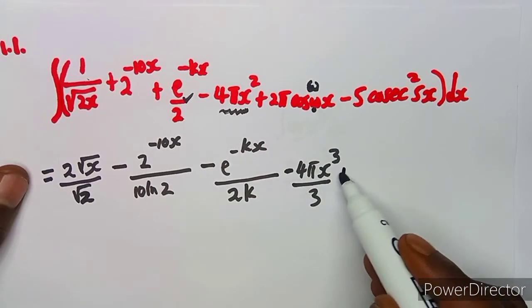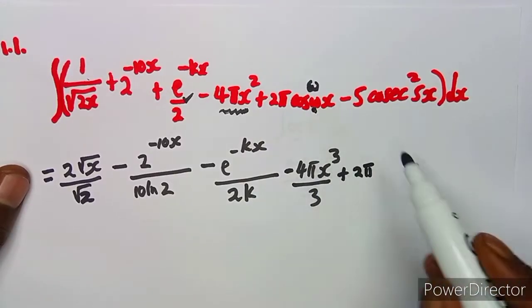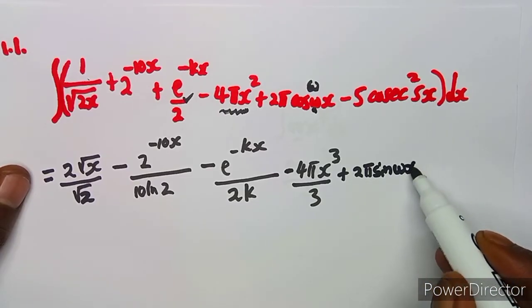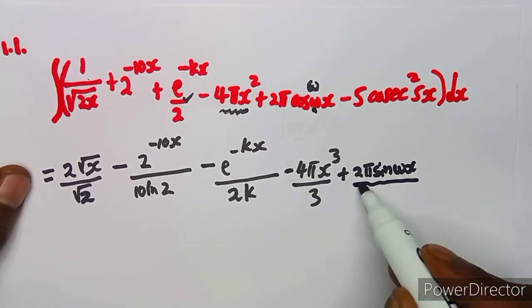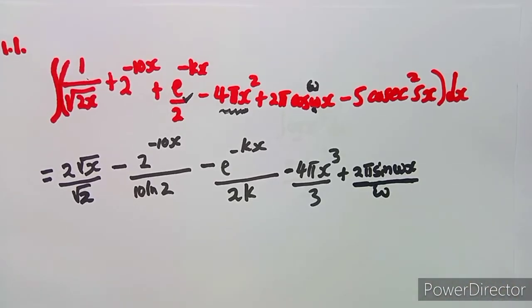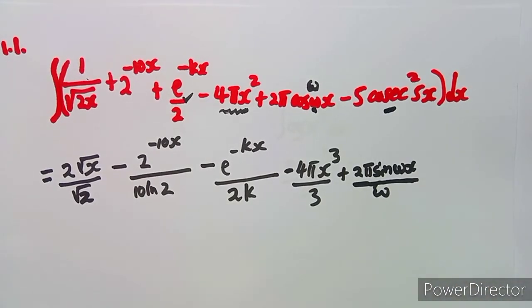So our answer is going to be plus 2 pi. Remember we said this cos is going to change to sine, so it's going to be sine omega x everything over omega there. So you're going to divide by that w, which is omega, which is the same thing with cos x squared there.